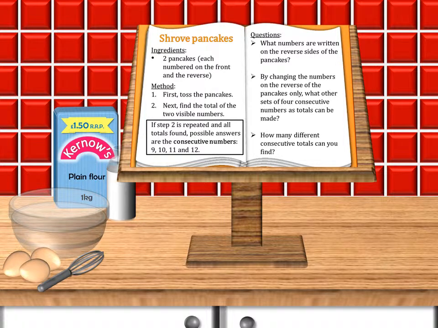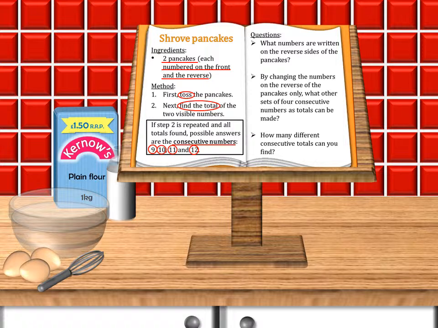Hello! Today's challenge involves finding missing numbers. We start with 2 pancakes, each with a number on the front and on the back. If we toss the pancakes and work out the total of the numbers we can see on the top each time, we would eventually end up with the consecutive answers 9, 10, 11 and 12, which simply means they are numbers which follow on from each other.